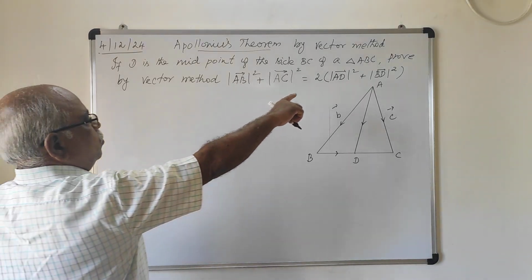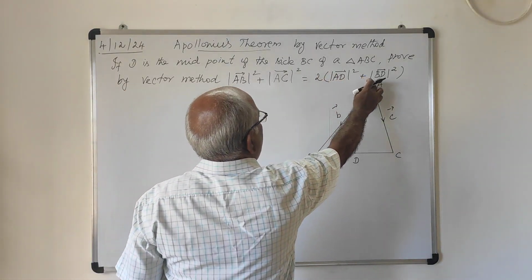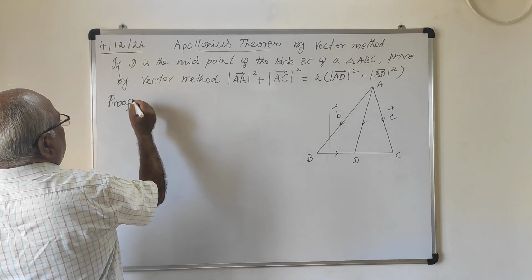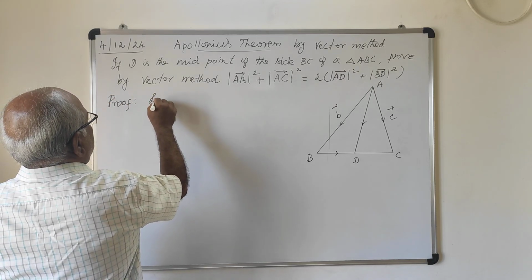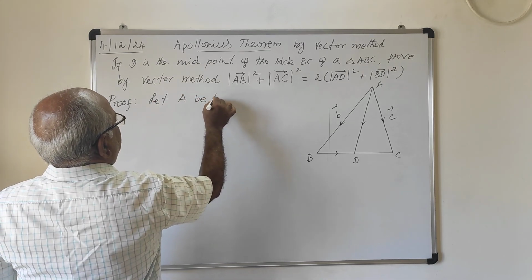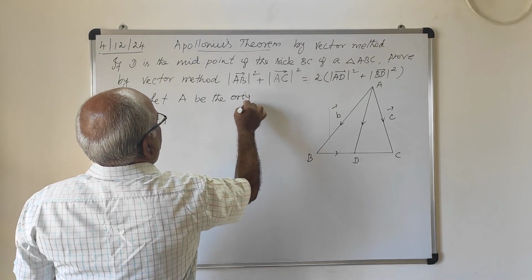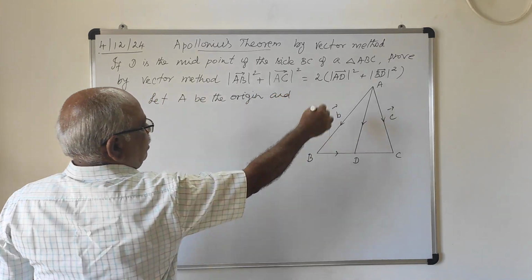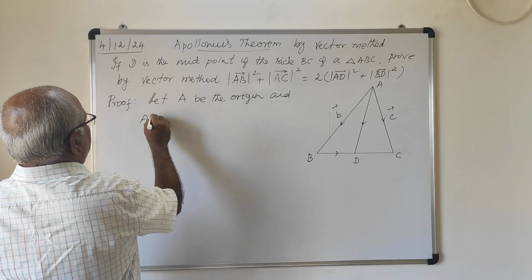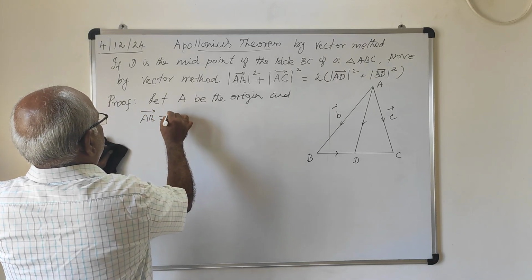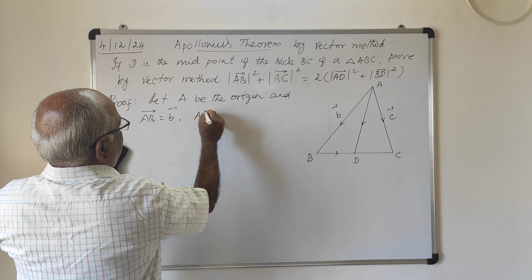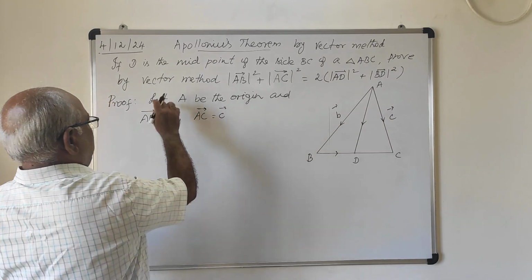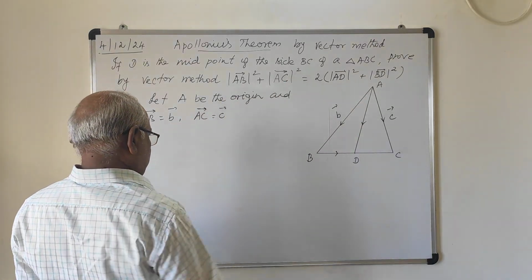Now, for the proof of this theorem, consider A as the origin. Proof. Let A be the origin, and vector AB is vector B and vector AC is vector C.